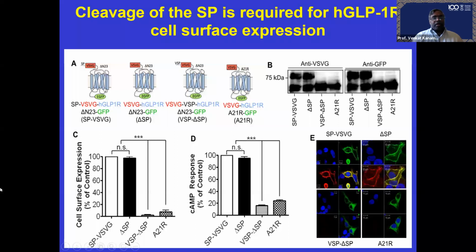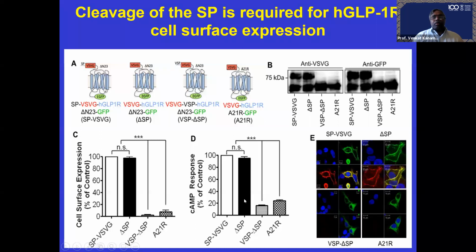As you can see, this is wild type, and this is the signal peptide deleted construct, and these are the mutants which fail to cleave off the signal peptide, and therefore they are mainly localized inside the cell. Because the receptor has to be at the plasma membrane in order to be functionally active, we can see that with the receptor at the membrane, you have the active cyclic AMP production.